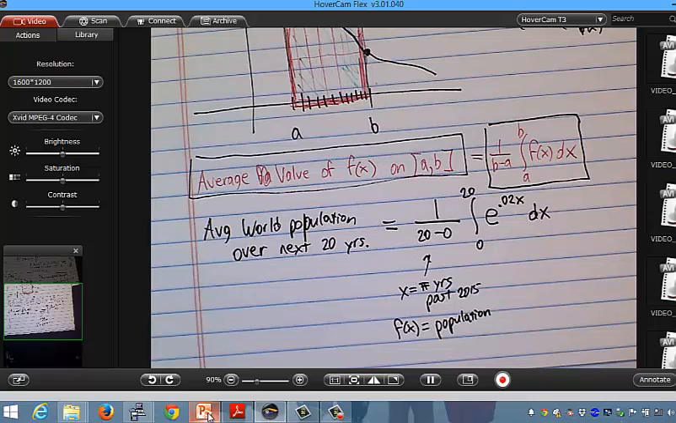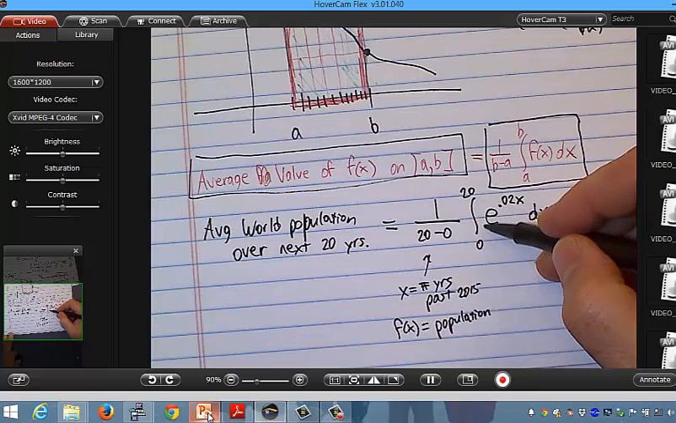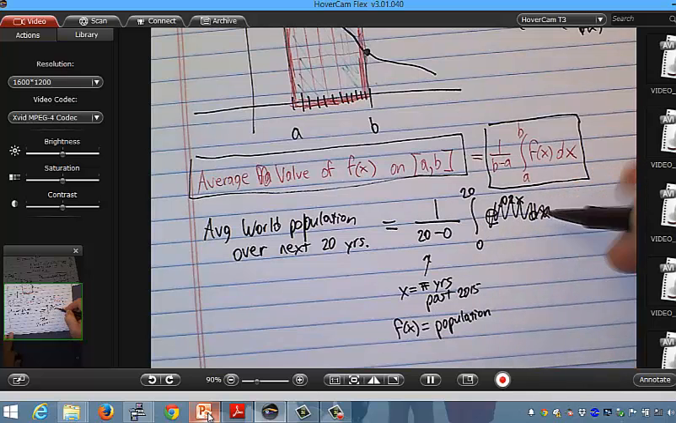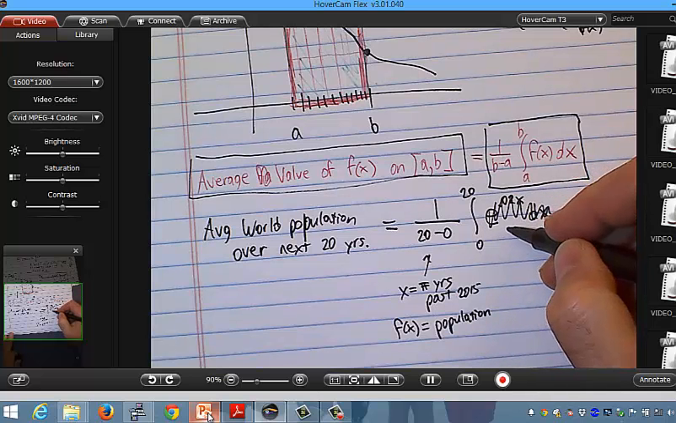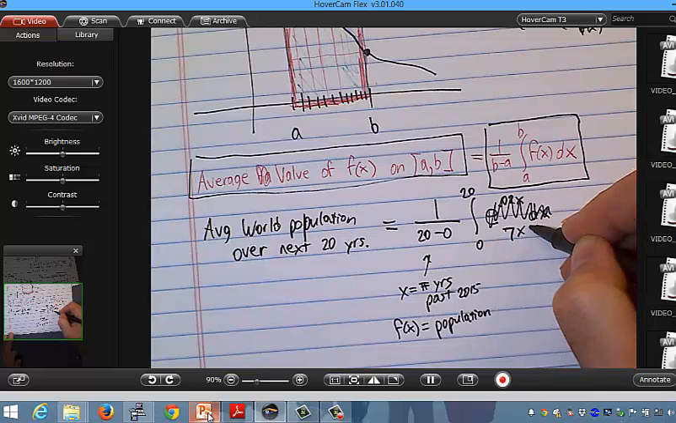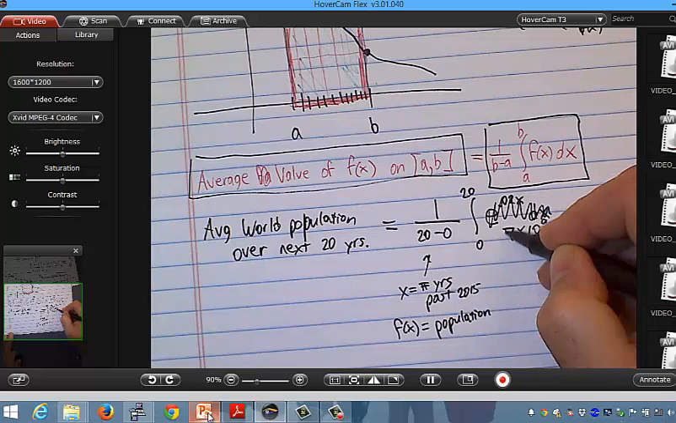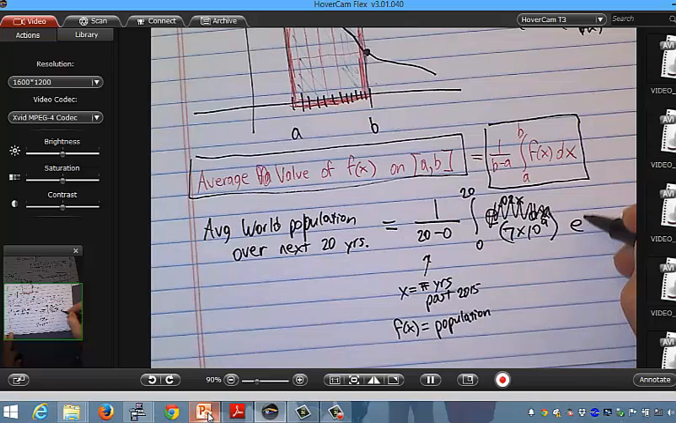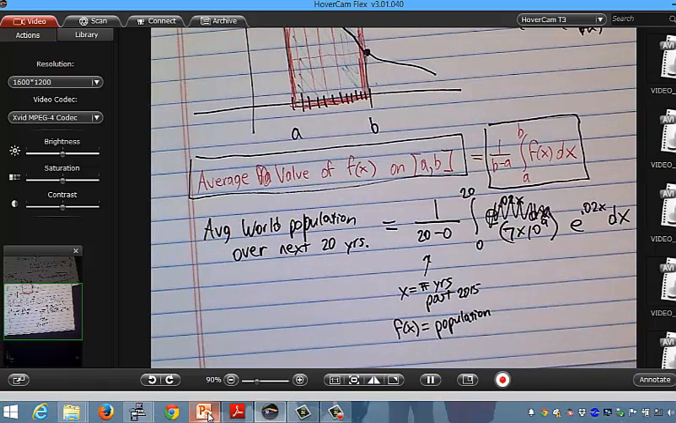But there's an issue here. I know there's something here missing, guys. Let me fix it. We need that 7 billion, right? So let's say 7 times 10 to the 9th, then times e to the 0.02x dx. So let's do it that way. Okay.